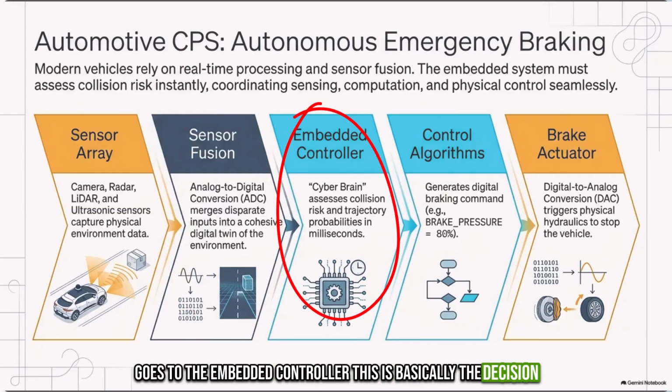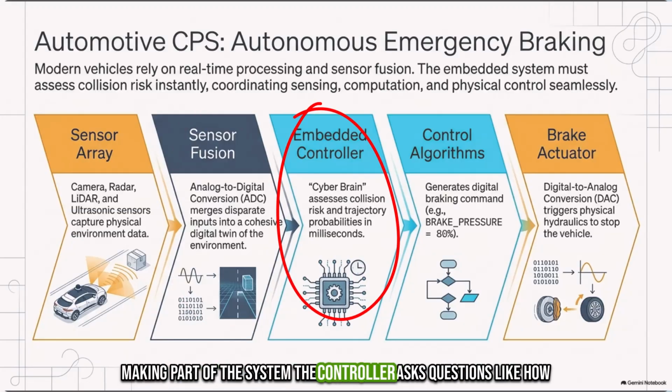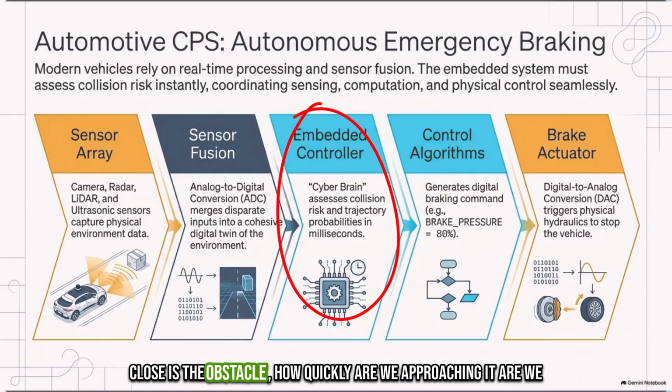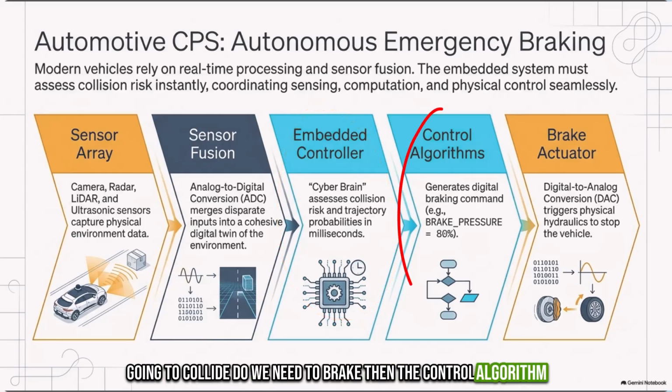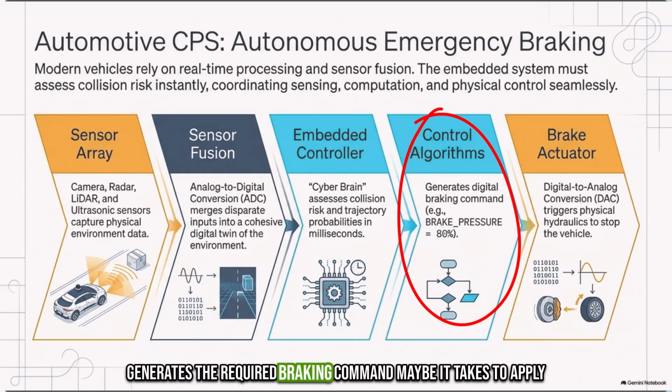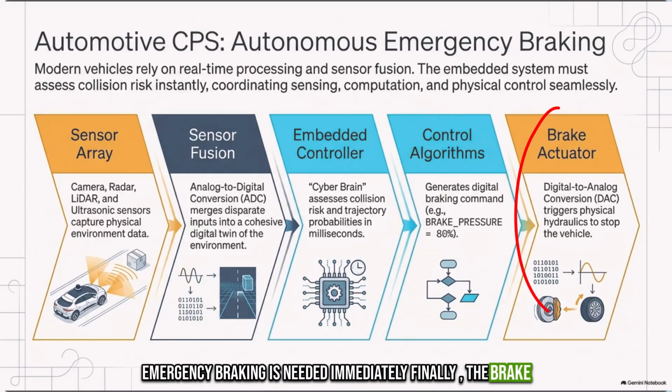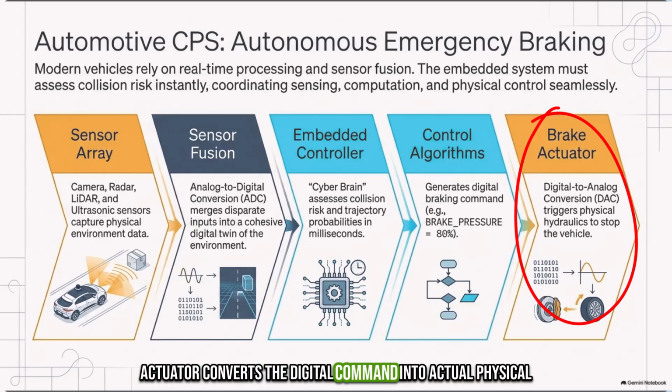Next, the information goes to the embedded controller. This is basically the decision-making part of the system. The controller asks questions like how close is the obstacle, how quickly are we approaching it, are we going to collide, do we need to brake. Then the control algorithm generates the required braking command. Maybe it decides to apply 20% brake pressure, maybe 80%, maybe emergency braking is needed immediately. Finally, the brake actuator converts the digital command into actual physical braking.